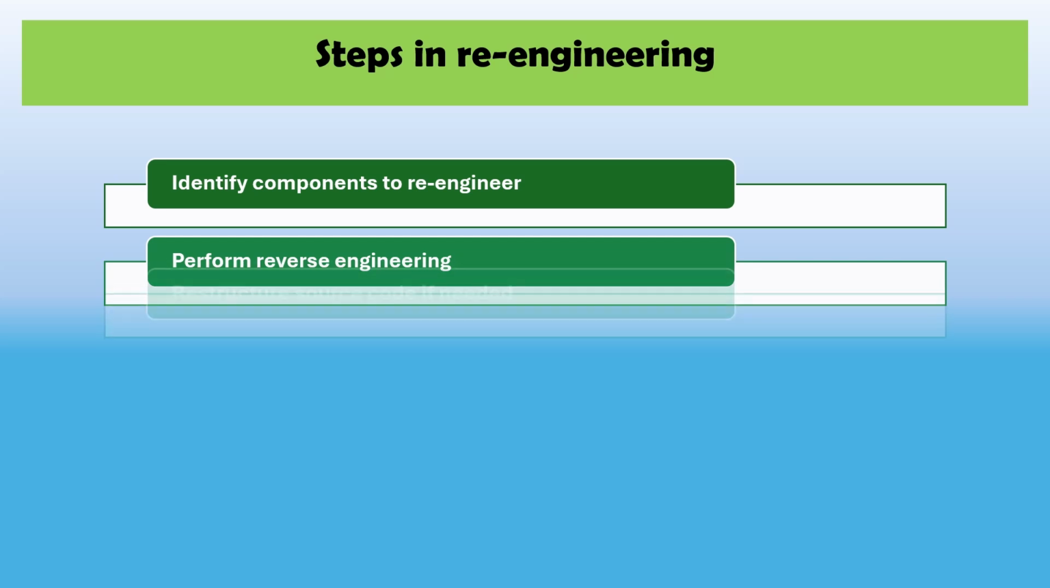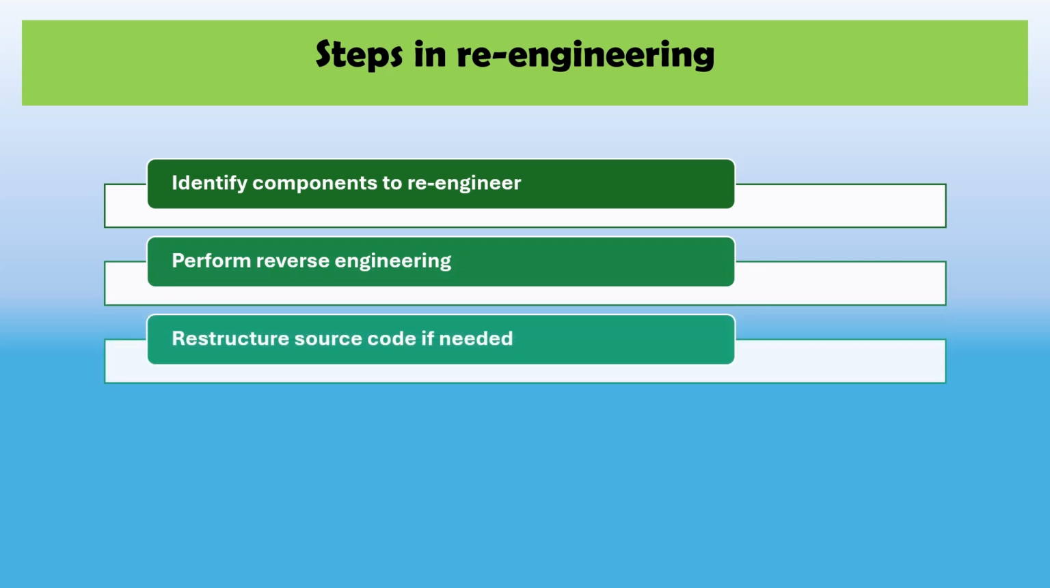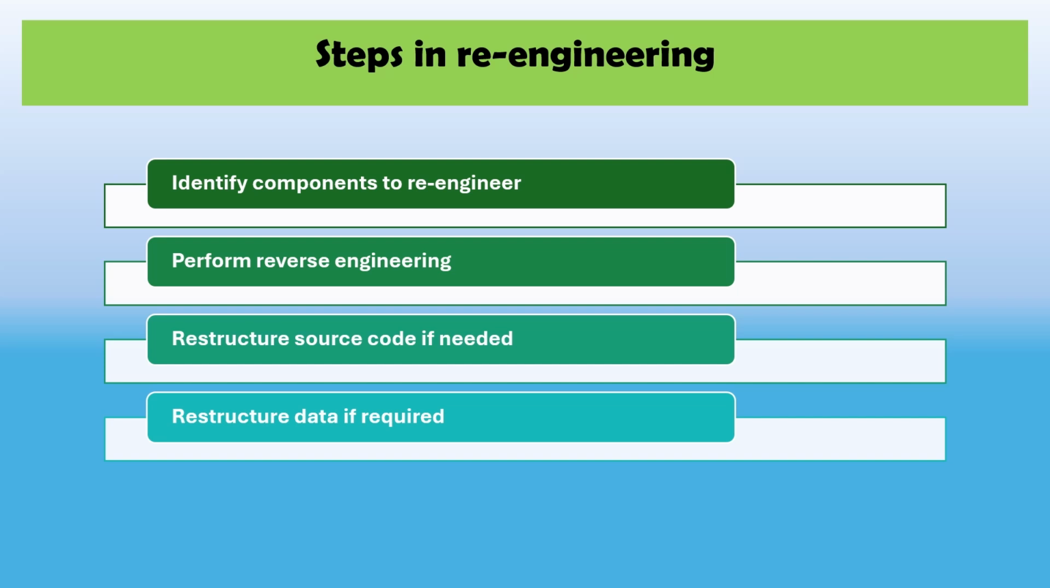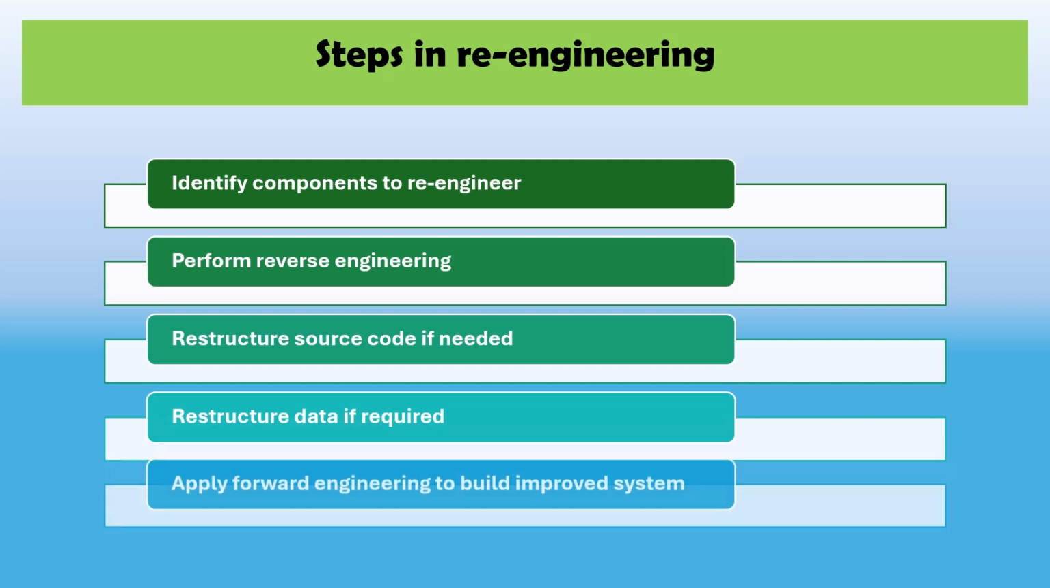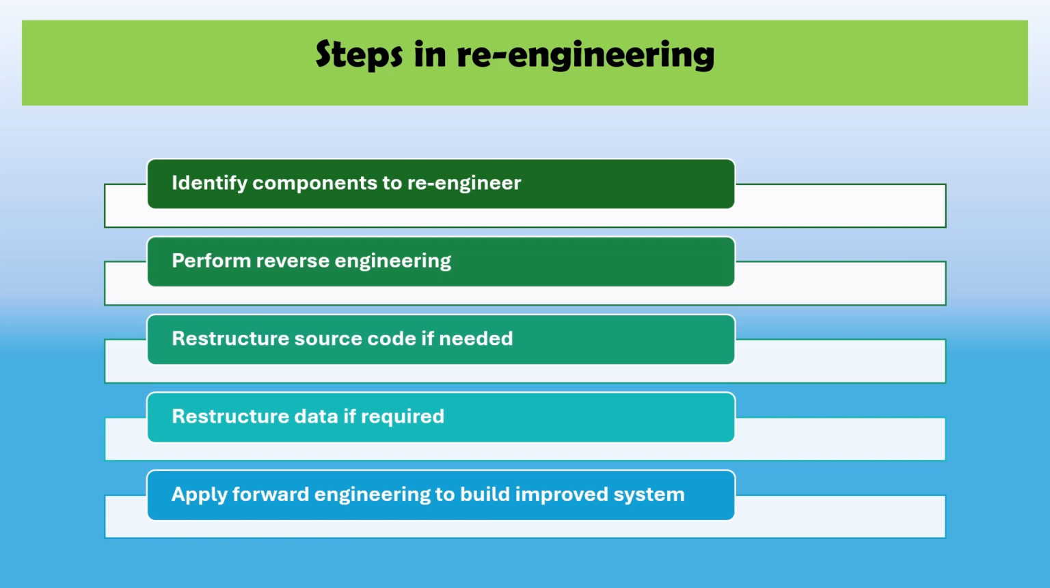The process may also include data restructuring. Over time, databases and data formats may become inefficient or inconsistent. Reengineering can reorganize database structures, remove redundancy, and improve data management. Finally, forward engineering is applied to build the improved version of the system. Using the recovered understanding and redesigned structure, developers implement a clean, more maintainable, and modernized software system.